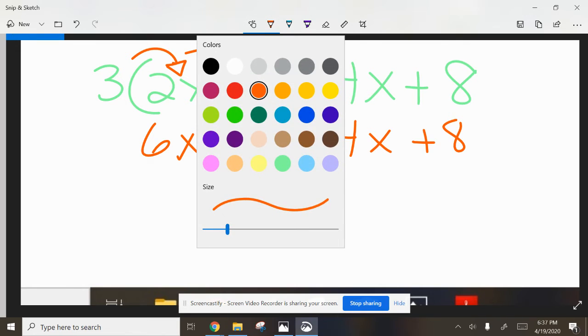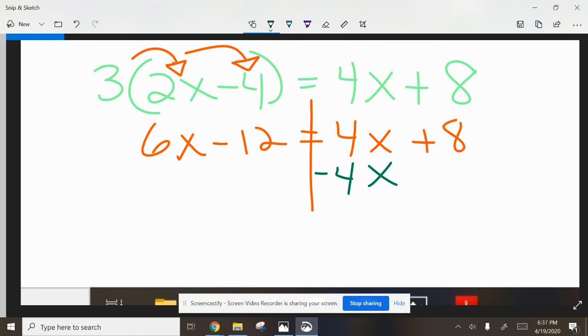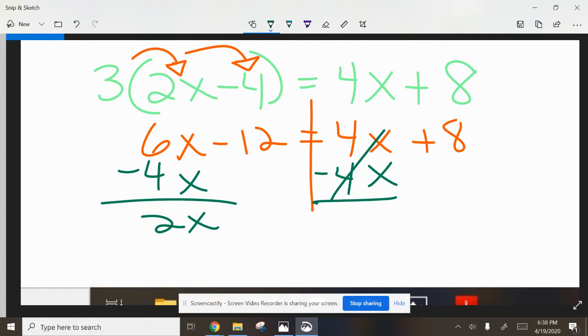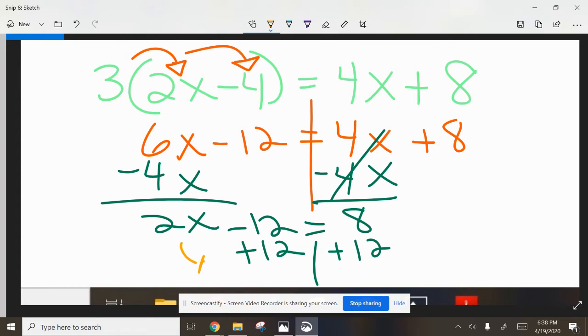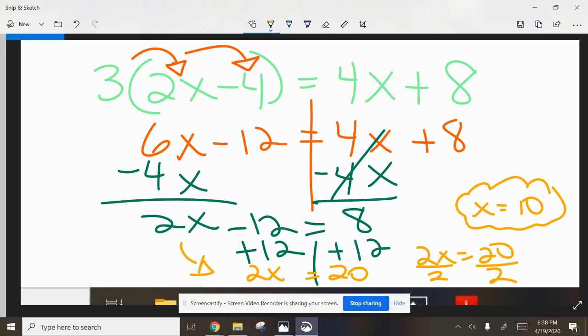Second step, I'm going to do them all in different colors. Letters to the left. Last step, I'm going to get, oops, I did not do a different color there. I bring down 2x equals, I moved my constant to the right. 2x equals 20, and I know I have to divide that by 2. X equals 10. All right? Not too crazy. You guys can handle this.